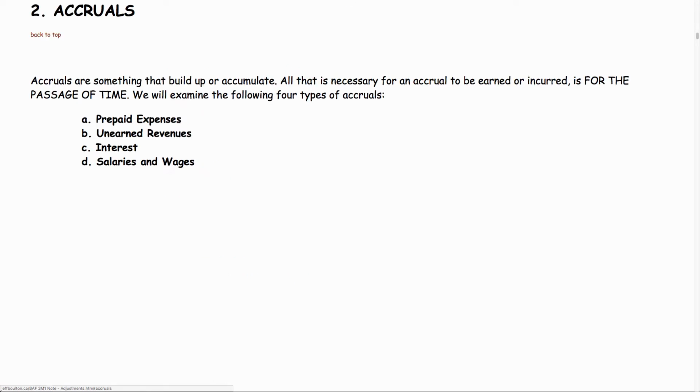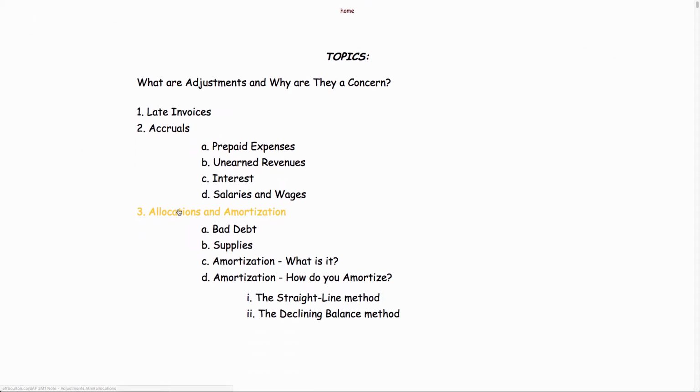Accruals, which we're going to define as something that builds up or accumulates over time. All that's necessary for an accrual to be earned is for time to pass. There are about four, and there are more than four, but we're going to illustrate four, and they have a very similar process for all of them. We're going to break this into two lessons. Then we go on to allocations and amortization.